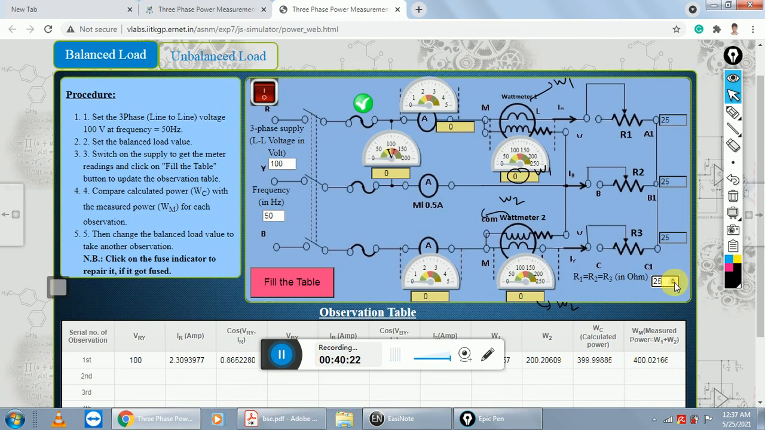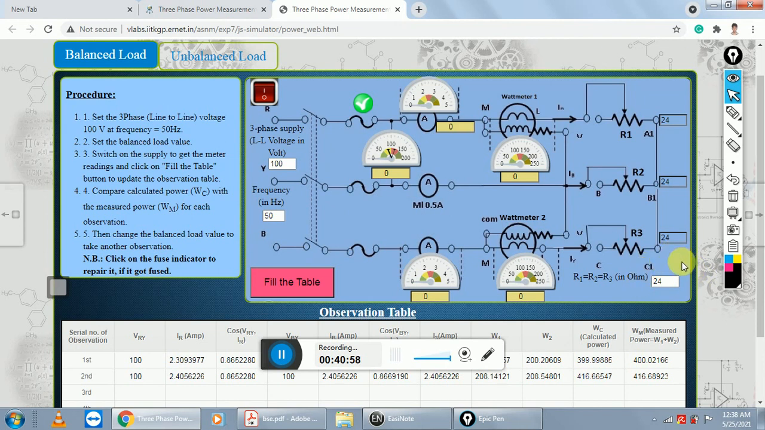Take another reading, increase the load. Increasing load impedance means decreasing the value of resistance. Again turn on the switches. Power is increased here. W1 shows 208 watt power, and W2 is also 208 watt power. Fill data in table.